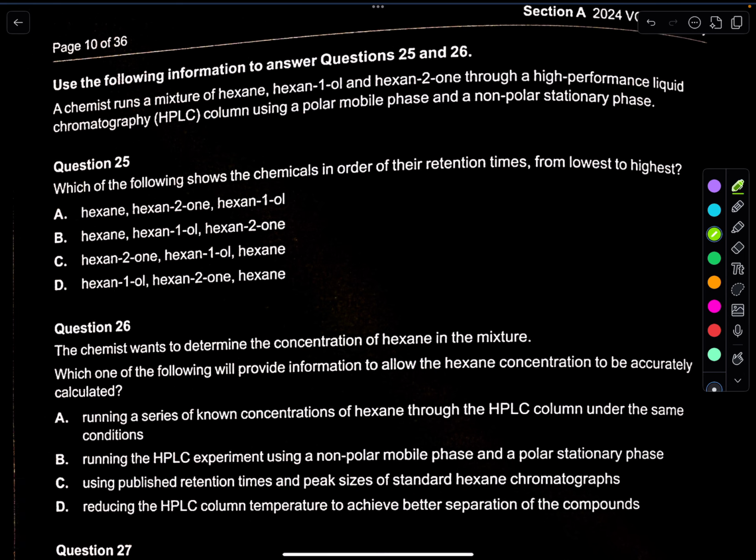25, let's have a try at this. For questions 25 and 26, a chemist runs a mixture of hexane, hexan-1-ol, and hexan-2-one through a high-performance liquid chromatography, HPLC, column using a polar mobile phase and non-polar stationary phase.